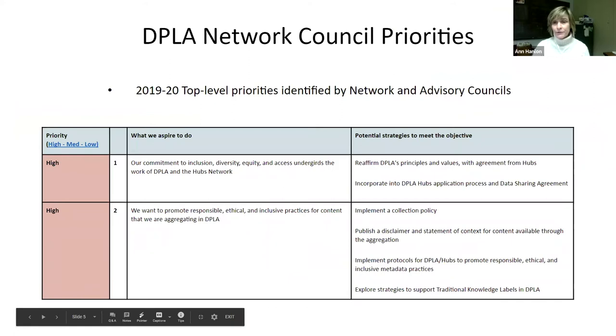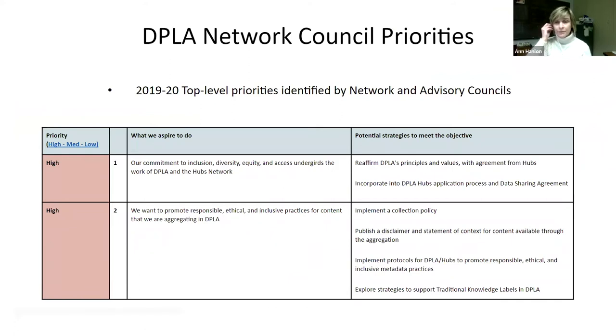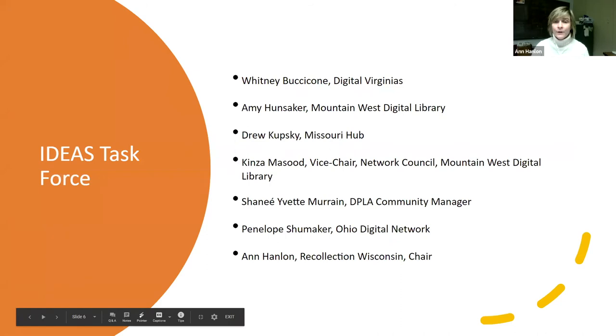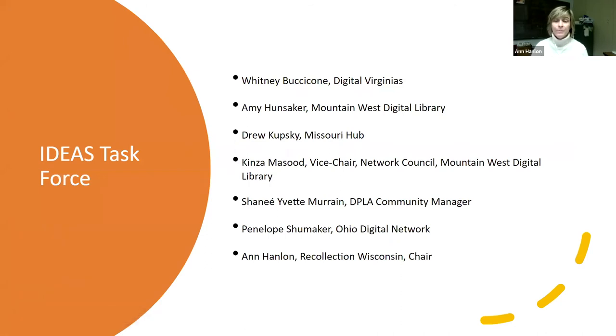The Ideas Task Force grew out of the first action item in our top-level priorities document that we developed, and that's what you're seeing here. And for that task force, we brought together volunteers from the member hubs to help draft a statement that could guide our mission and priorities. We were able to pull together a great task force from across our hubs, and that task force included Shanee, who you just heard from, as well as Penelope Schumacher from the Ohio Digital Network, who was also one of the co-chairs of the DPLA's metadata working group, and also contributed to this presentation.